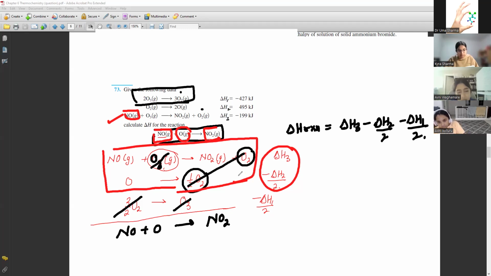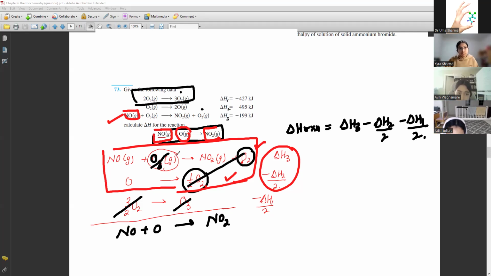What is the aim? The aim is to get rid of this O3 and O2. Now I said ignore O2 because it is part of equation 1 as well as 2, so don't focus on it because that will confuse you. You have to do more. You can do it by that method, but it's time consuming.